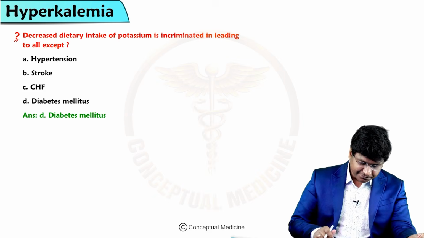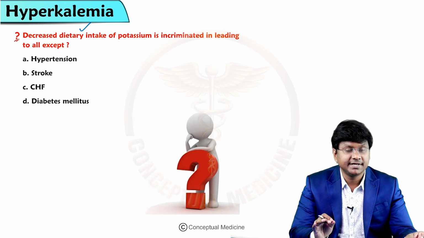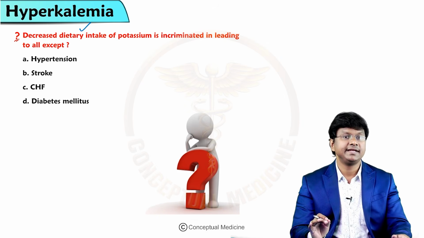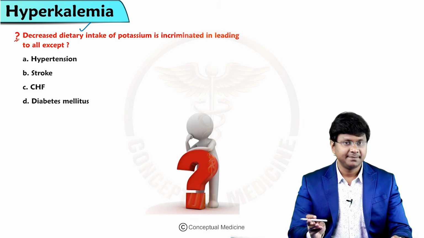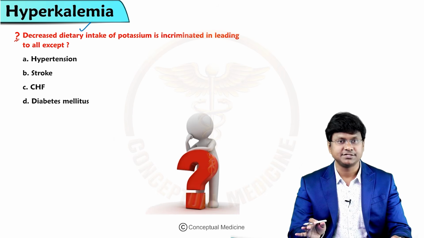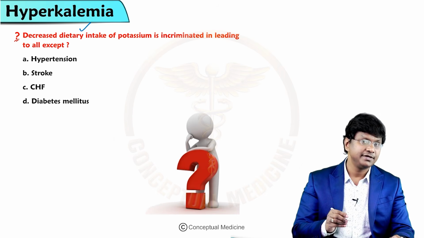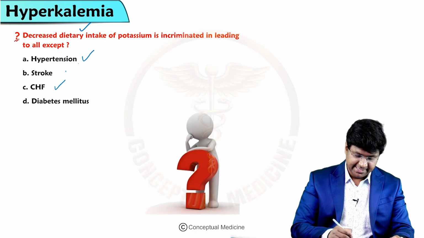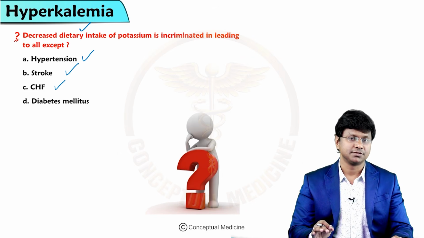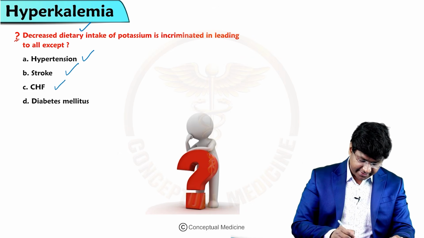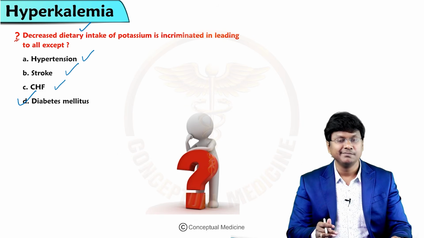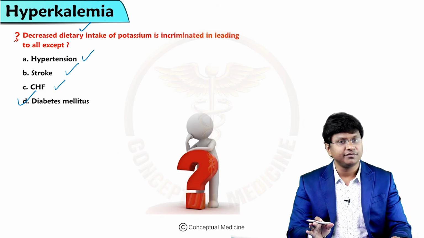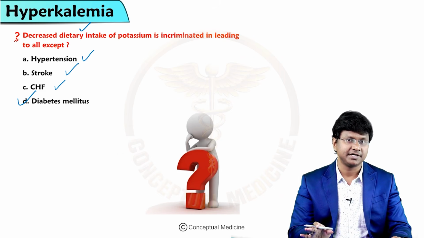Okay. The next question is, decreased dietary intake of potassium is incriminated in leading to all except hypertension, stroke, congestive heart failure, diabetes mellitus. Whenever the individual takes less potassium, that is implicated in the development of hypertension, congestive heart failure, and stroke. But remember, diabetes mellitus will not develop when there is reduced dietary intake of potassium. Please remember, it's a very important point.